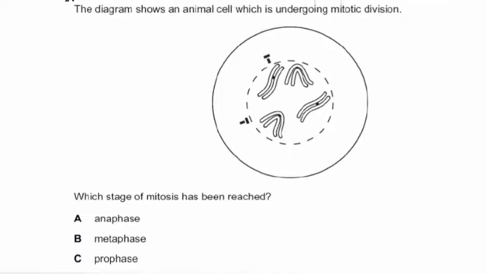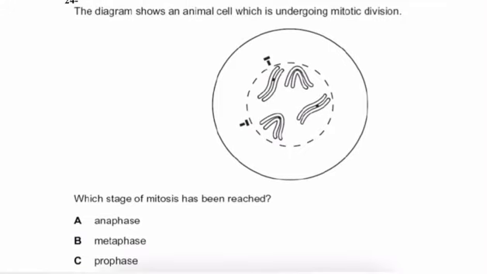Let's move towards the question number 24. The diagram shows an animal cell which is undergoing mitotic division. Which stage of the mitosis has been reached? So we can see that the centrioles are moving towards the opposite poles of the cell, and the nuclear membrane has been broken down. The nuclear membrane has been split, and the chromosomes are arranged randomly. So this stage is prophase.